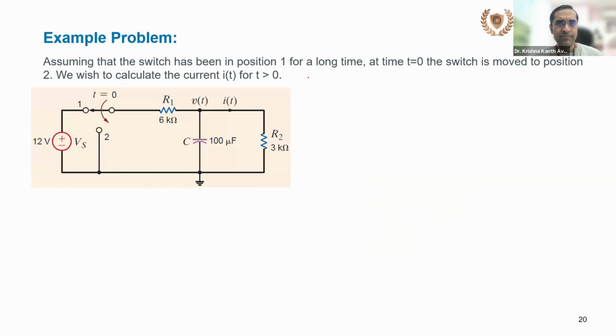Okay, so the example problem I already gave in my lecture notes. It says that the switch has been in position 1 for a long time. Notice this, long time. These are all terms to indicate steady state, DC condition, something that is not changing. So position 1 for a long time means it is connected this way. At t equal to 0, the switch moves from 1 to 2. Okay, switch goes now to 2 at t equal to 0.